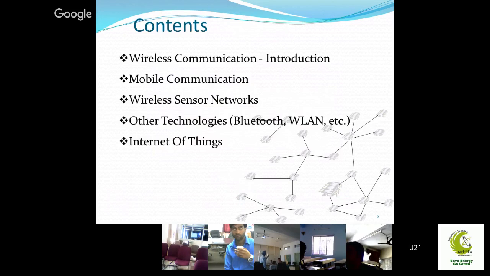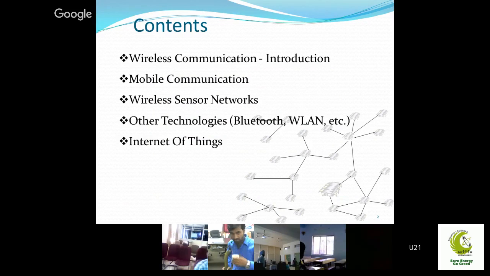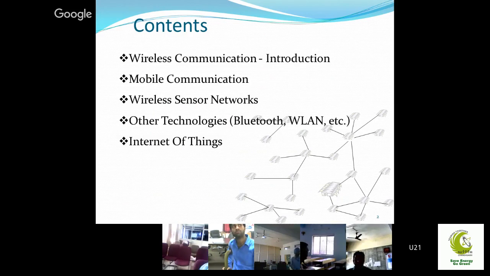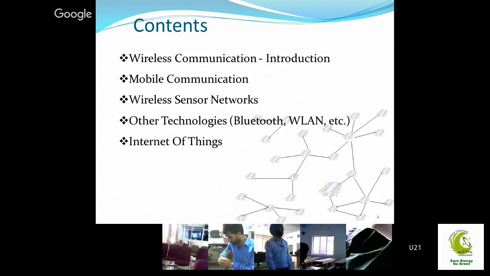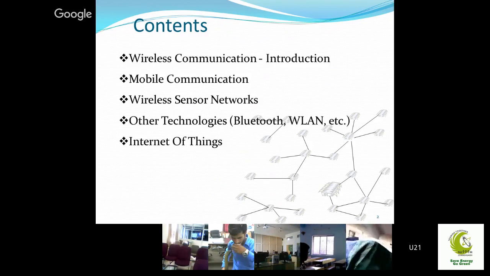So I would be starting with wireless communication introduction. Then I will be taking mobile communication. Then I will be discussing wireless sensor networks in detail. Then I will be discussing some other wireless communication technologies like Bluetooth, WLAN, etc. And at last, I will be discussing the most talked about technology, Internet of Things.